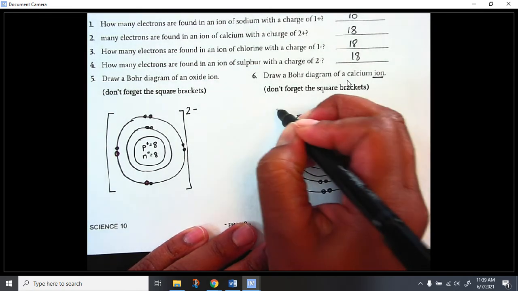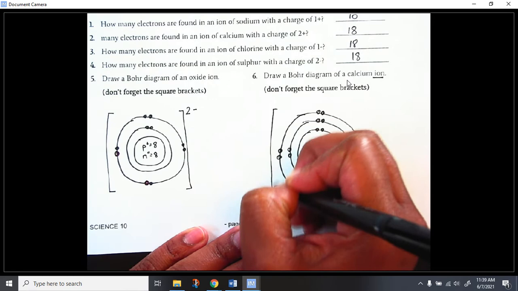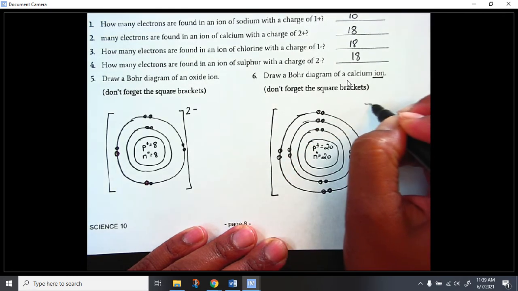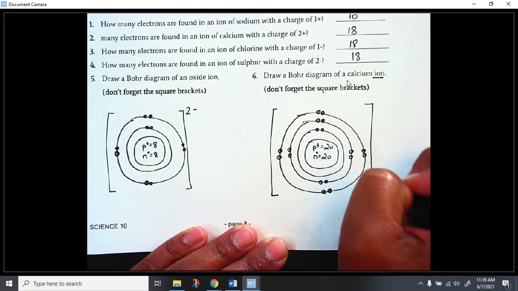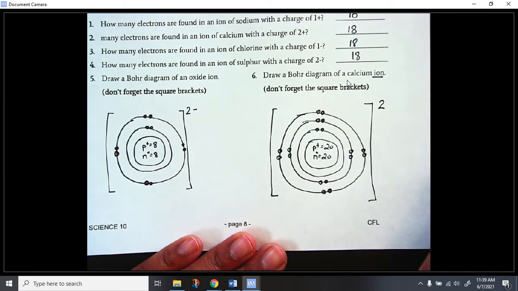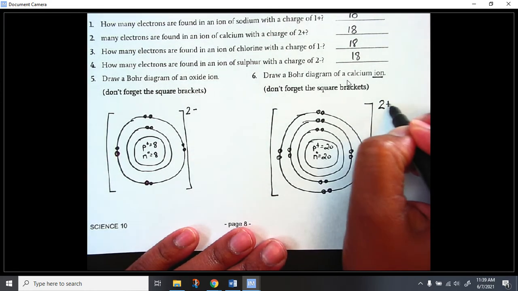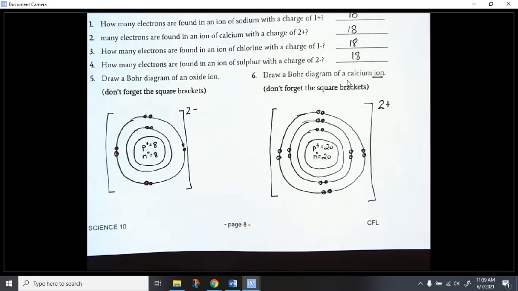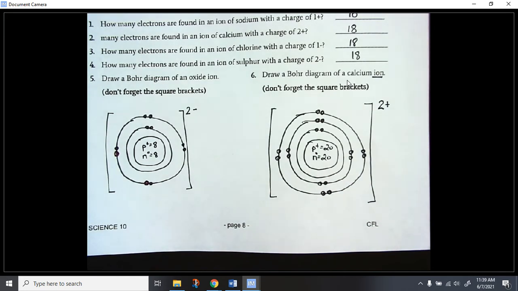So because I lost those 2 electrons, I'm going to put square brackets around it, and I'm going to have 2, because it was 2. And it's going to be positive because I took away 2 of the negative electrons. So I take away the negative charge, it then becomes more positive.